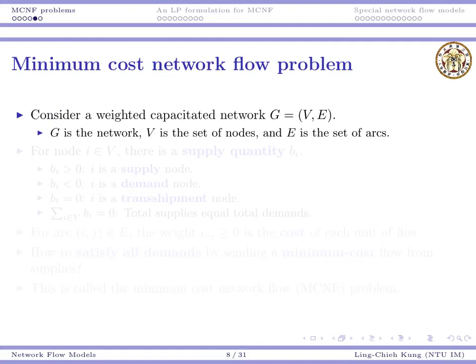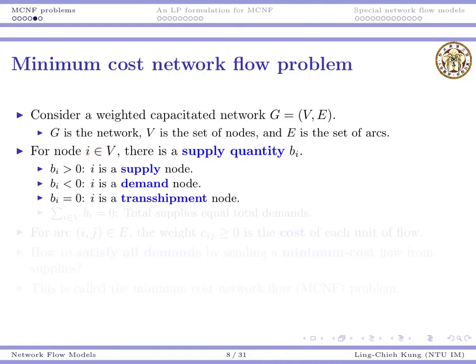So now we're ready to tell you about minimum cost network flow problems. Suppose there is a weighted capacitated network. Conventionally, we call it G, which is a collection of V and E. G is the network, V is the set of nodes, and E is the set of arcs. Later we will see an example.